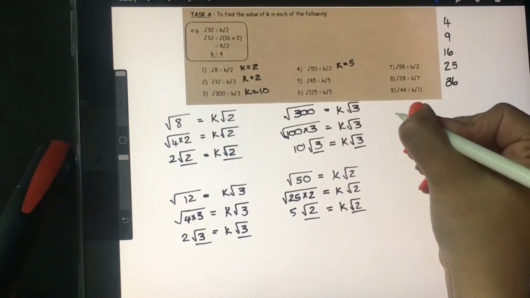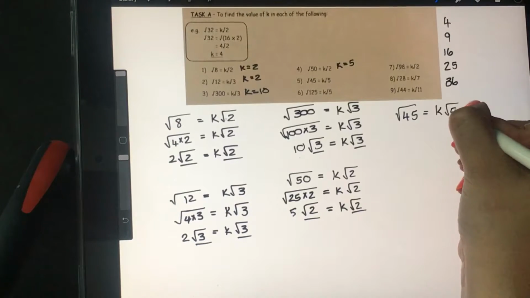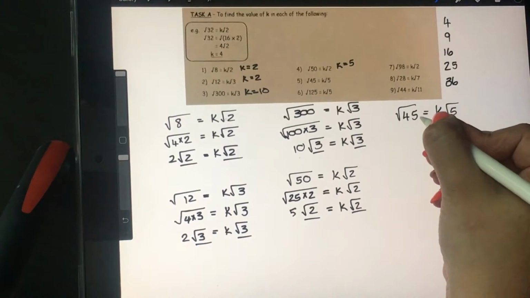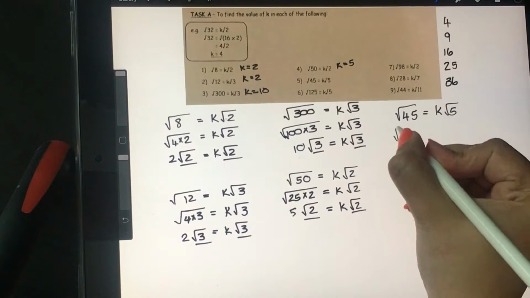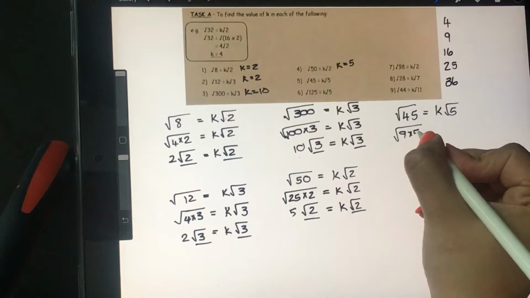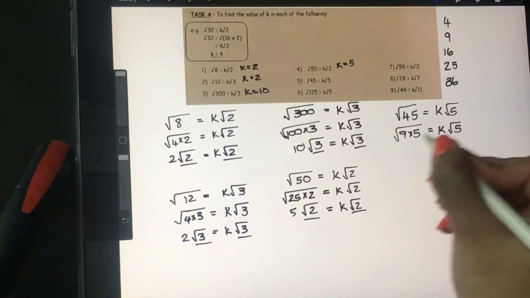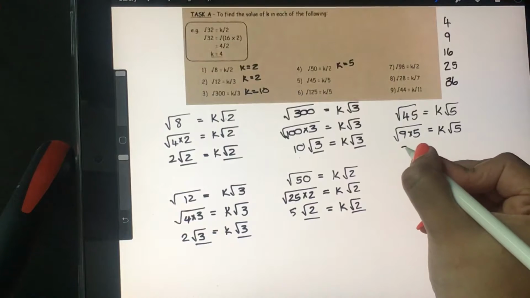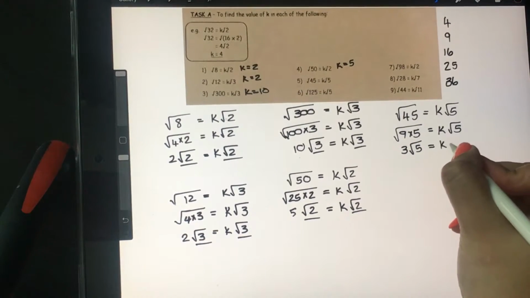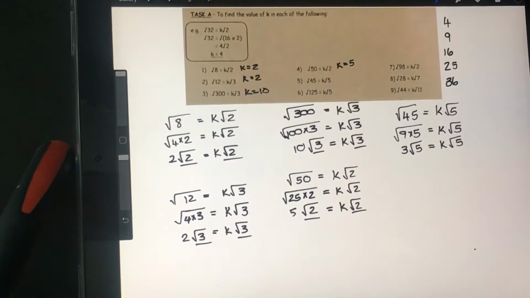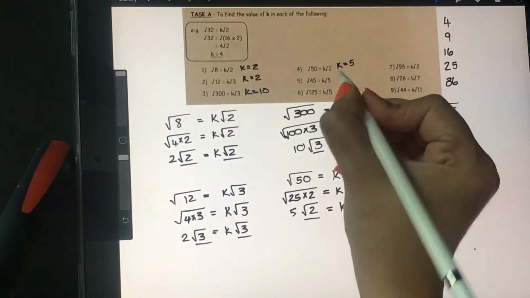For number 5, we've got root 45 is equal to k root 5. The biggest square number that can divide into 45 is 9. 9 times 5 is equal to k root 5. The square root of 9 is 3. The 5 stays inside the surd. That is left as 3 root 5. The surds are the same, therefore k is equal to 3.